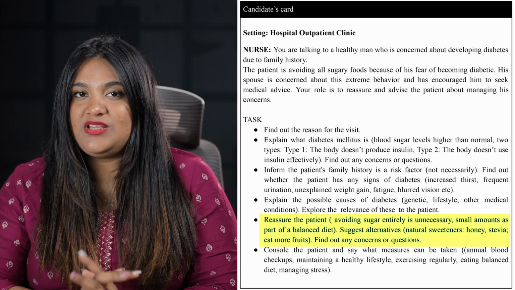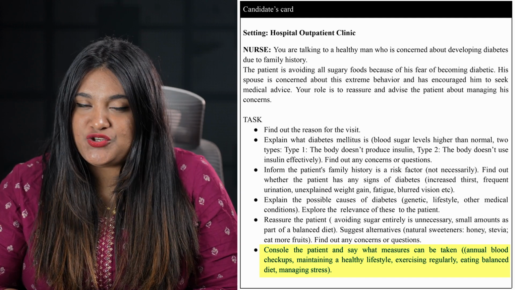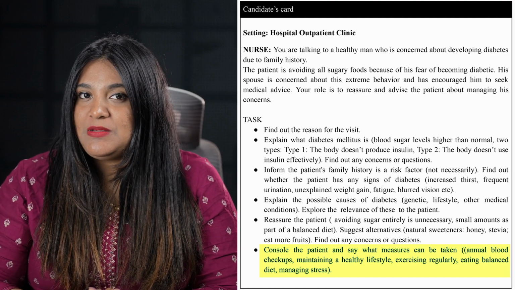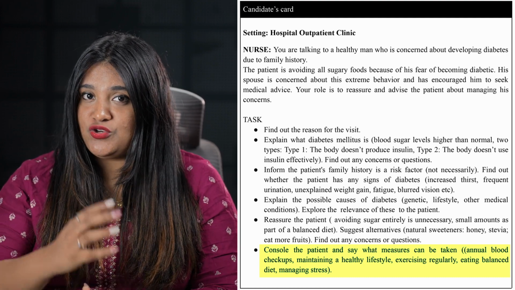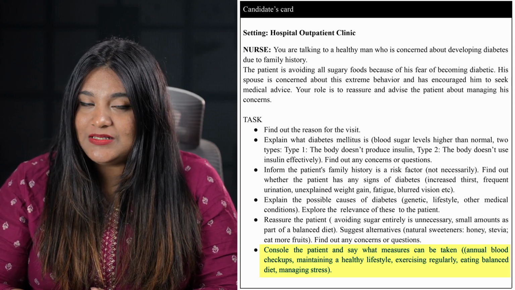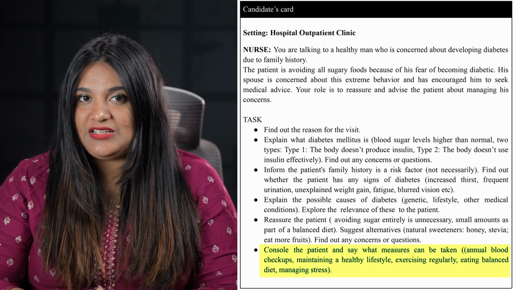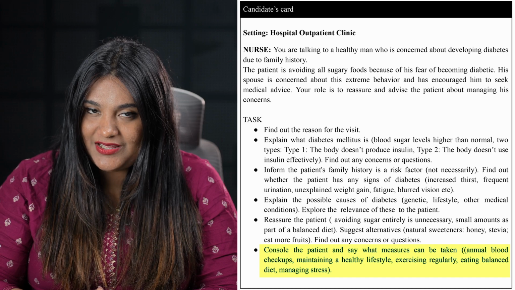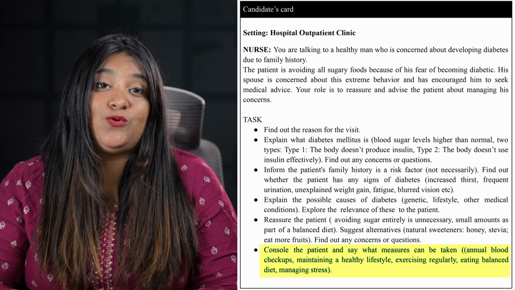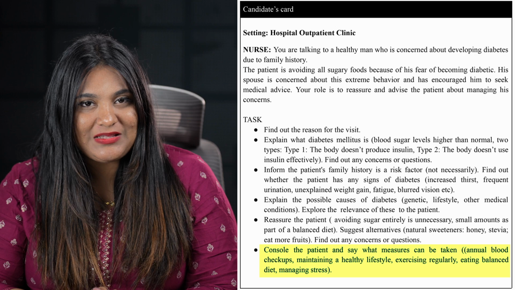Okay, so this is a question raised by the patient. So you're going to consult the patient. Mr. David, I totally understand you're really worried about the possibility of being diabetic. So let me tell you some of the measures you can take to know whether there are any changes in your body. So it is advisable that you undergo annual blood checkups. Most importantly, please maintain a healthy lifestyle, exercise regularly, and eat a well-balanced diet. It is also important that you do some measures to manage your stress, because you told me that you work a lot.